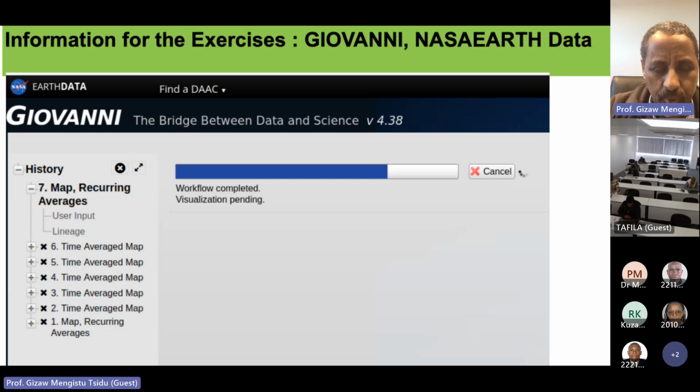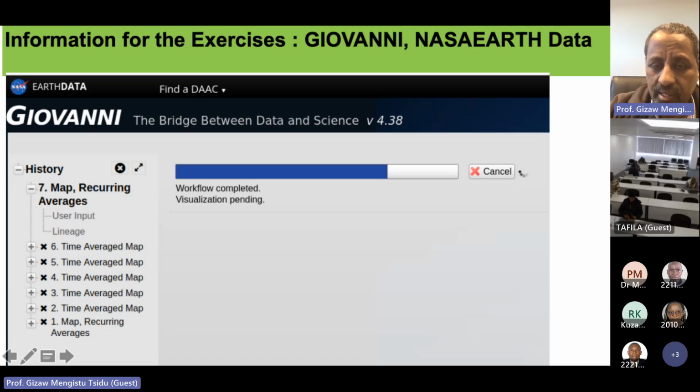So it's processed on the other side, on the data server actually, and then sent to appear on your screen. So there is a computational issue. There is also data transfer, the internet issue. So that will take some time. That's why you see the workflow. If it's completed, then the workflow is completed, and then visualization is pending.